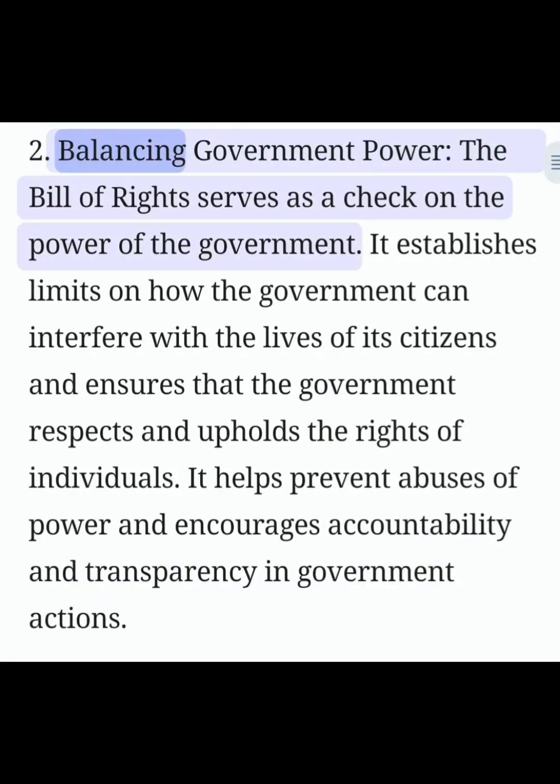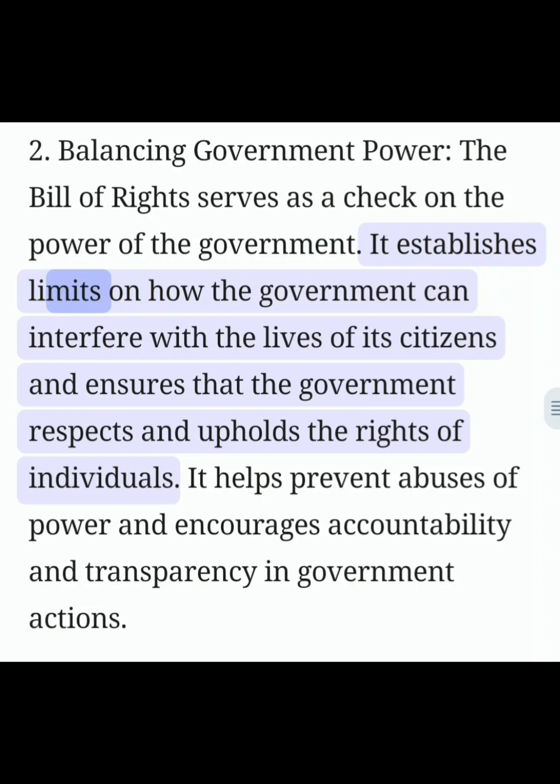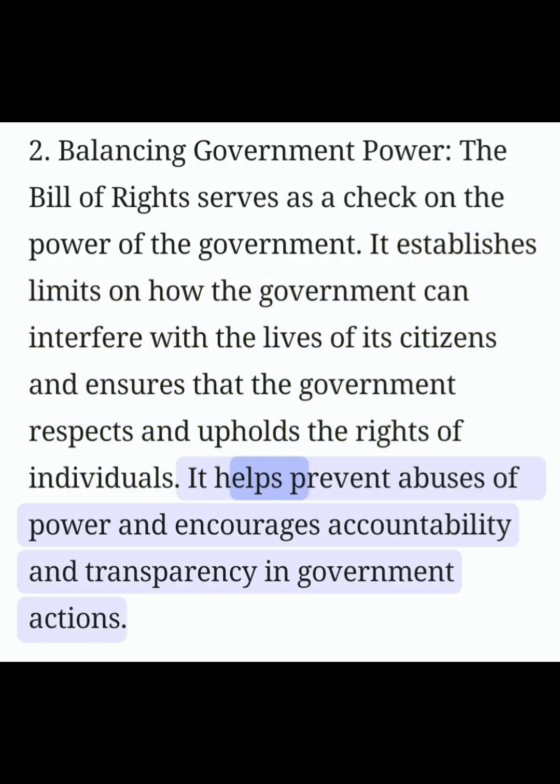2. Balancing government power. The Bill of Rights serves as a check on the power of the government. It establishes limits on how the government can interfere with the lives of its citizens and ensures that the government respects and upholds the rights of individuals. It helps prevent abuses of power and encourages accountability and transparency in government actions.